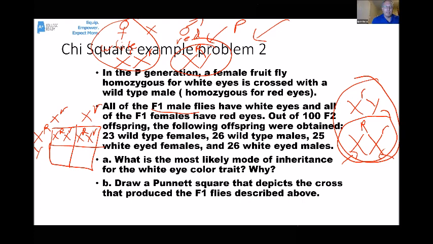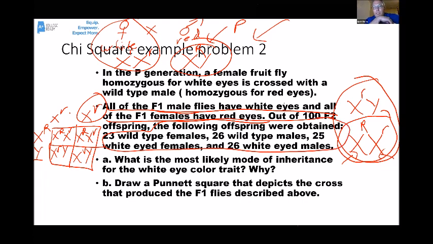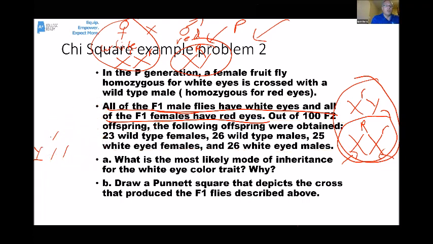On the other hand, the males here come out to be X little r from here and Y from here. So that tells us that all the F1 males have white eyes. That backs up that statement. Now, on the other hand, out of 100 F2 flies, we get these babies. Well, the F2s are the children of who? The F1s. So the next slide is going to ask us to draw a Punnett square to show how that happened. So let's go to the next slide.